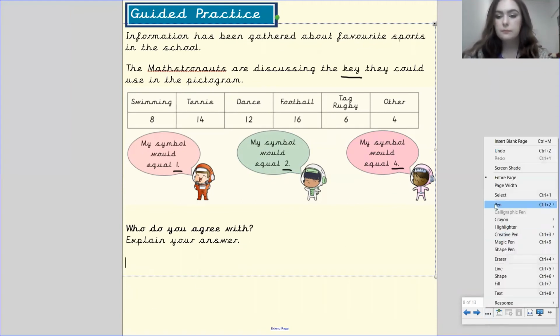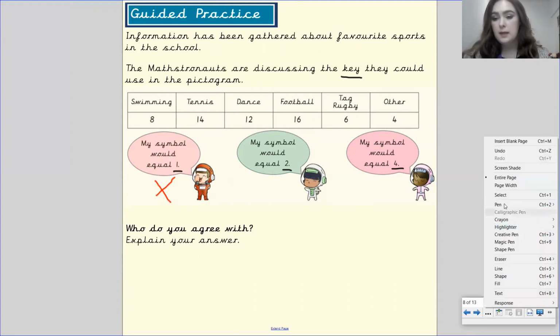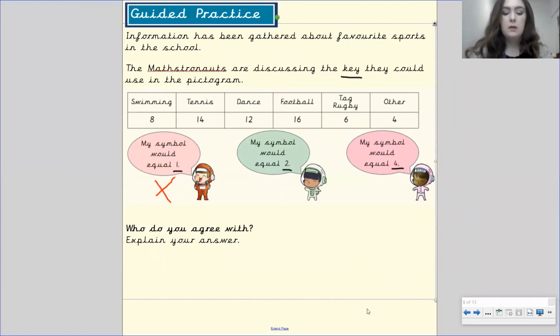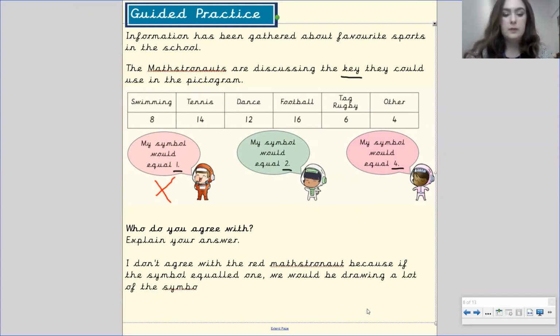Okay, so I'll start off by saying that I don't agree with the red astronaut, and that's because if we look at our highest number, 16, we would then have to draw 16 of these pictures, and that would just be too much. So I would say here, I don't agree with the red astronaut because if the symbol equaled 1, we would be drawing a lot of the symbols, as 16 is our highest number. So that's why I don't agree with the red astronaut.